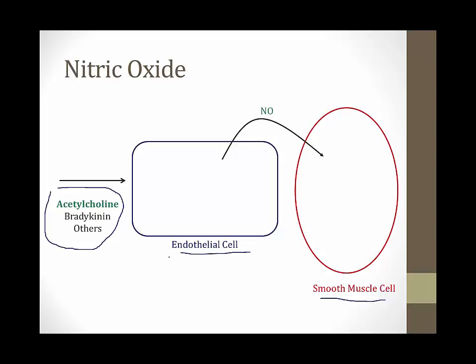That's because they trigger the endothelial cell to make nitric oxide. So if you take the endothelial cell away, then acetylcholine will no longer be able to relax vascular smooth muscle. And that's the kind of thing that comes up in board questions, this indirect mechanism of acetylcholine and other substances that work through nitric oxide.